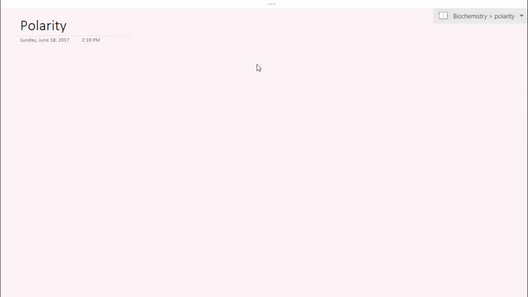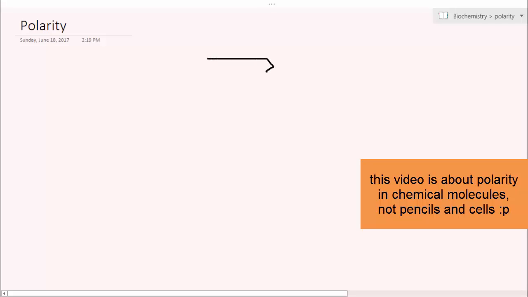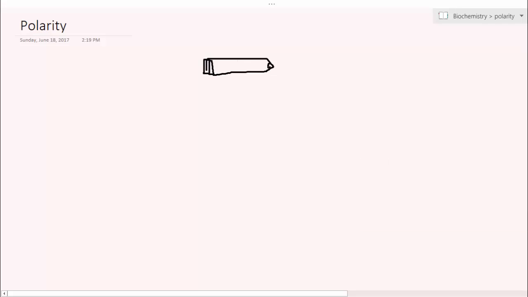Polarity means having different sides. For example, this pencil has two different sides, its tip and its tail. They are different from each other, so it is a polar object. Another polar object would be a cell.